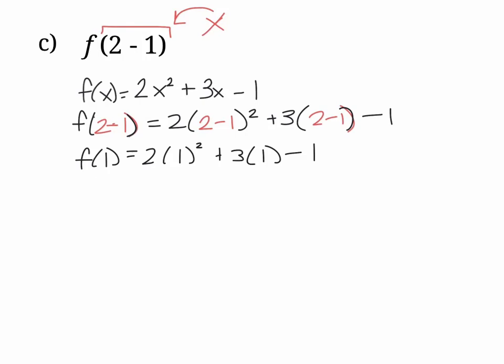Minus 1. Okay, so let's finish this off. So f at 1 is equal to 2 times 1, which is 2, plus 3 times 1, which is 3, minus 1. F at 1, or f at 2 minus 1, same thing, is going to be 4.